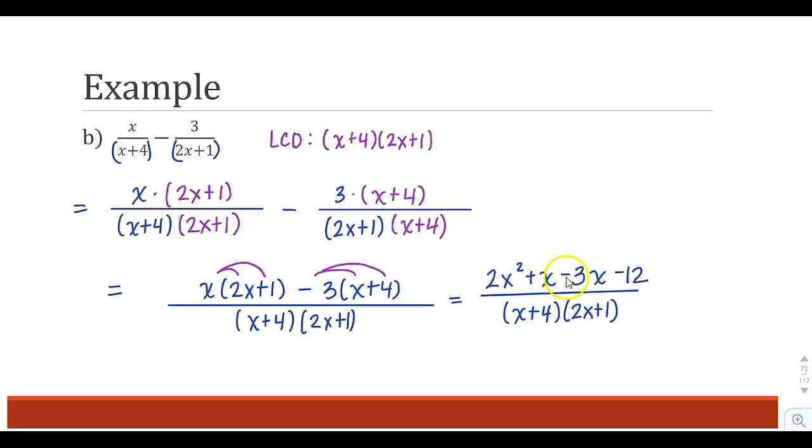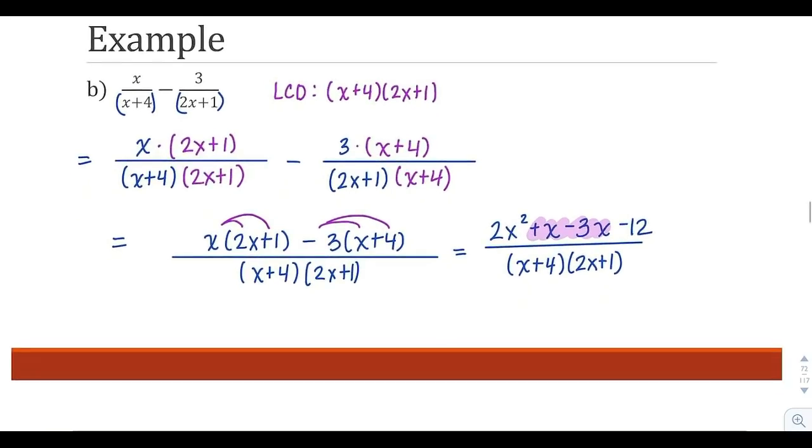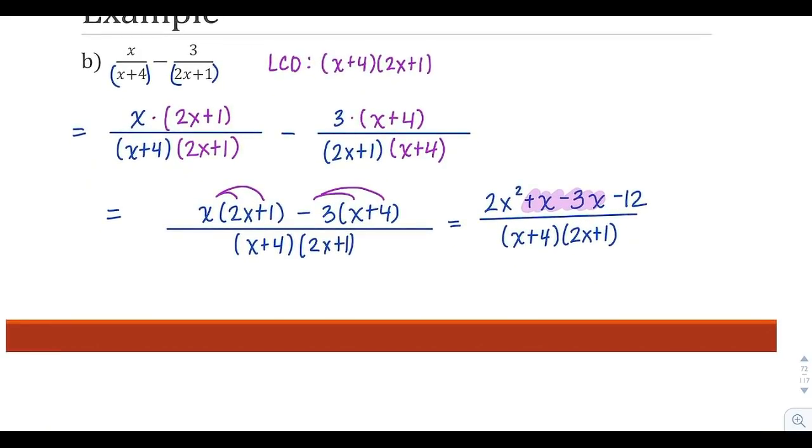In the numerator, I'm going to go ahead and combine these like terms here. So I'm going to move this up a little bit to make myself some space. So I have 2x squared minus 2x minus 12 all over x plus 4 times 2x plus 1. All right, and then we have to check whether what we have can be factored further.